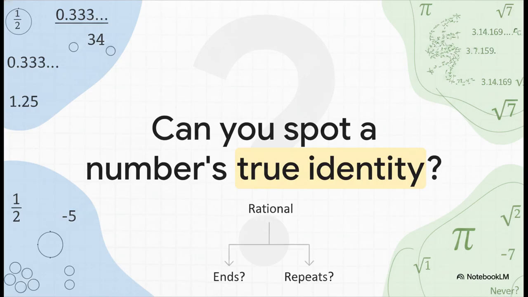You've got the tools now to look right past those complicated decimals and radical symbols and confidently sort the rule followers from the rebels. Keep practicing, trust your checklist, and I'll see you in the next explainer.